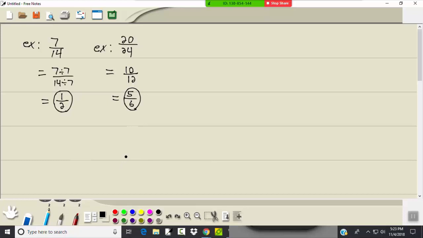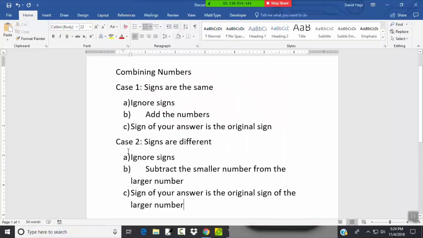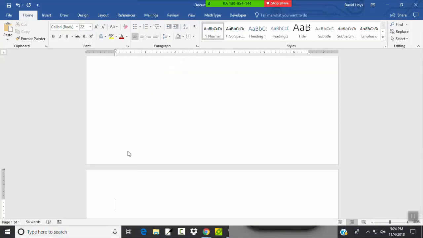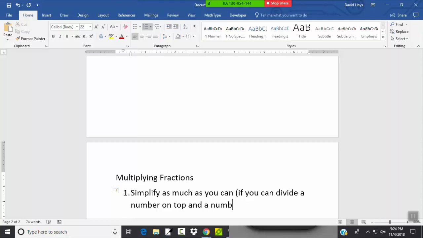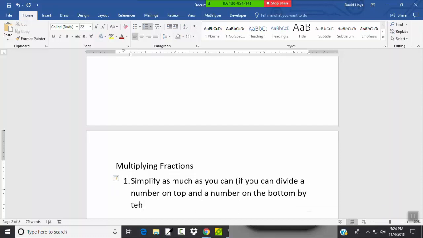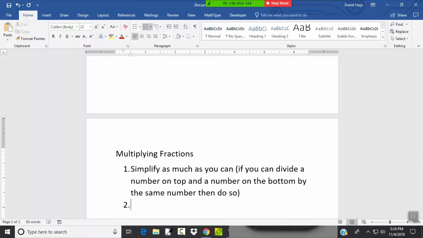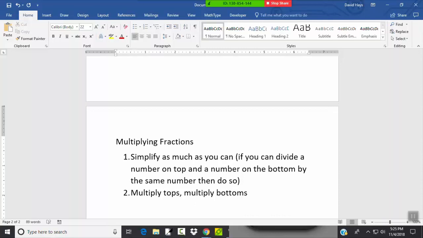Now let's talk about multiplying fractions. What you do is you first simplify as much as you can. If you can divide a number on top and a number on the bottom by the same number, then do so. They do not have to be in the same fraction. When I say number on top, I'm talking about the numerator. When I say number on the bottom, I'm talking about the denominator. Then you multiply the tops and you multiply the bottoms. Now you shouldn't have to do any simplifying at that point if you've done a good job of number one.